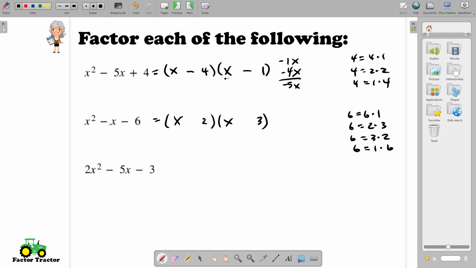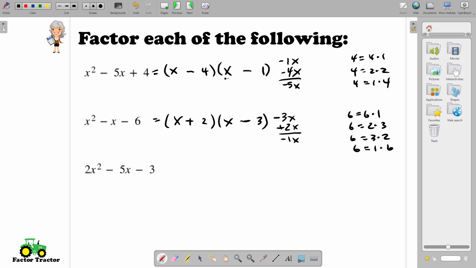So x times x is x squared. X times 3 would be 3x. 2 times x is 2x. We need a negative 1x as our middle term. I can get that if the 3 is negative and the 2 is positive. So I'm going to make the 3 negative and the 2 positive.